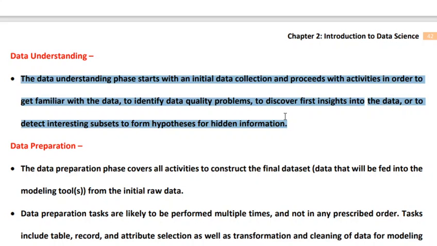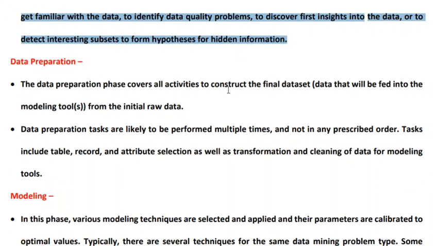So this is very much important, right? To identify data quality problems and to discover first insight into the data. Here we need to identify all possible traits or patterns that are prevalent in the data, and using these patterns we can form hypotheses for hidden information. So the patterns that are evidently present in the data can be used to assist in formulating hypotheses for hidden information. Now the next thing we need to do is prepare data.